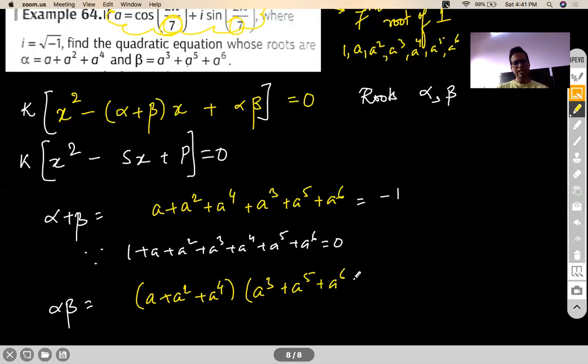So if I multiply, let's multiply individually. a into a cube is a4. a into a5 is a6. a into a6 is a7. a7 is 1. Why is a7 1? Because a is the 7th root of unity. So a to the power 7 has to be 1.